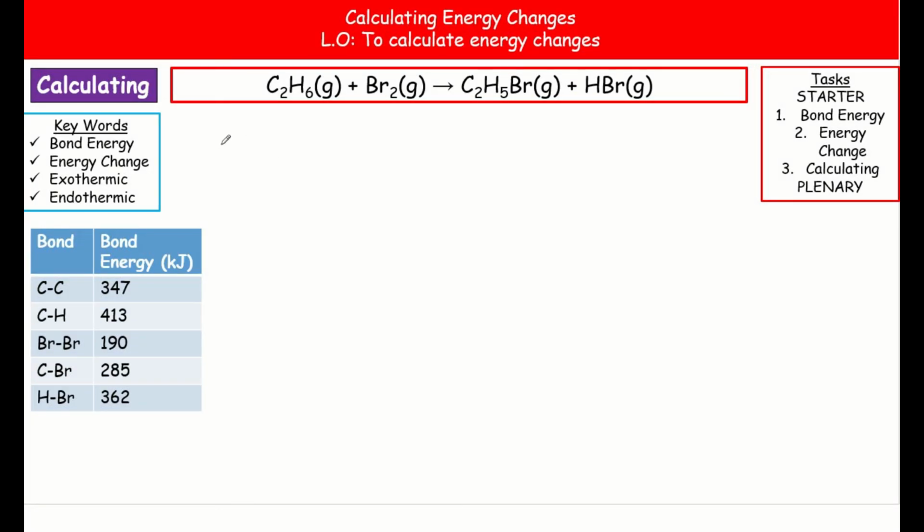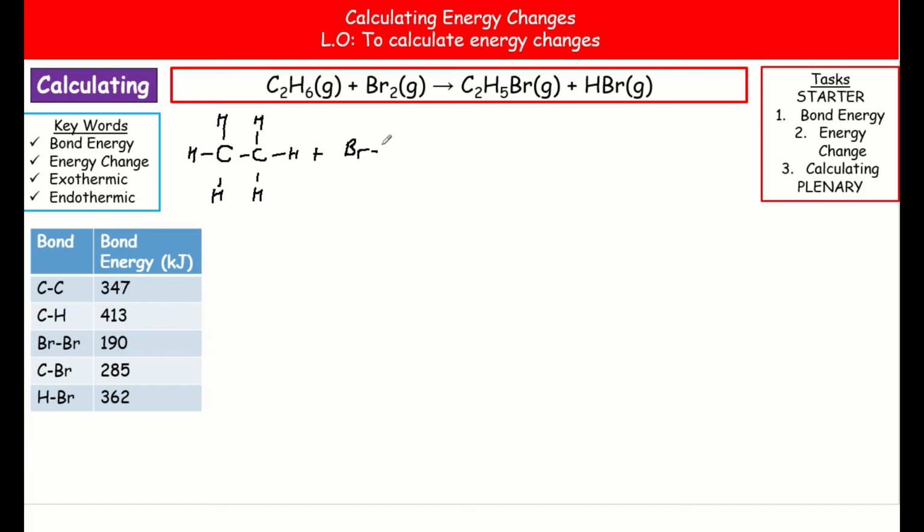So let's go through how to solve this then. First thing we need to do is draw out the displayed formulas for our reactants and our products. So C2H6, we start off with the carbons and they form the backbone, and then we will have the hydrogens attached. Now, if we remember, our valency for carbon was 4 and for hydrogen was 1. So if we look at each carbon, they've got 1, 2, 3, 4 bonds, whereas each hydrogen only 1.